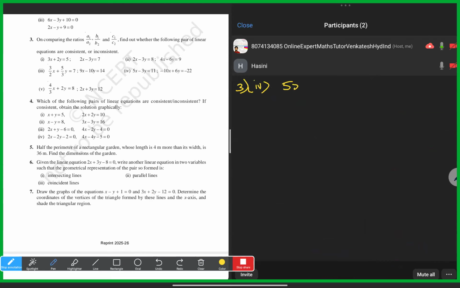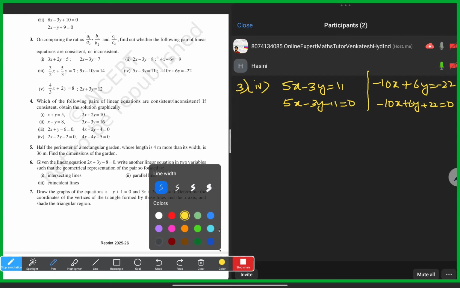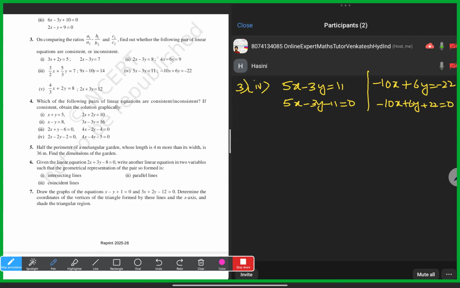So 5x minus 3y is equal to 11, which means if I bring 11 to the left side, Hasni, 5x minus 3y minus 11 is equal to 0. And the second equation is minus 10x plus 6y is equal to minus 20. Minus 10x plus 6y, minus 20 will come to the left side as plus 20, is equal to 0. Now, if you compare with A1x plus B1y plus C1, Hasni, A1 is 5, B1 is minus 3, C1 is minus 11 for the first equation.